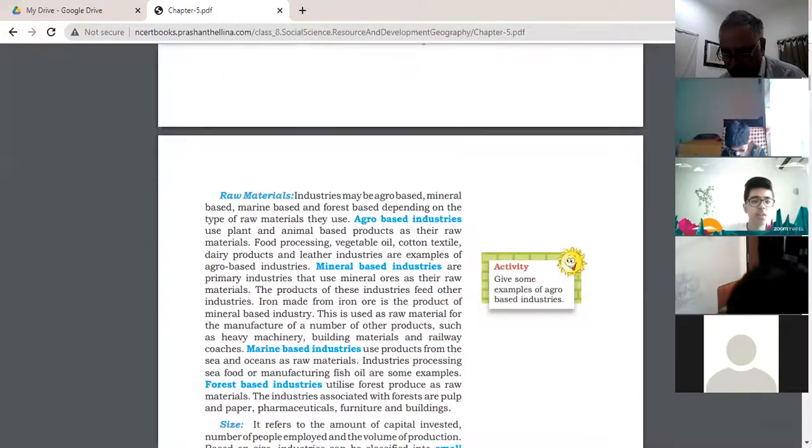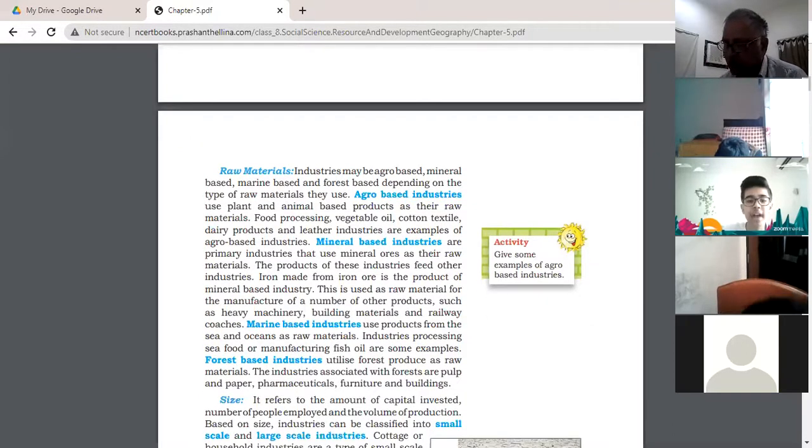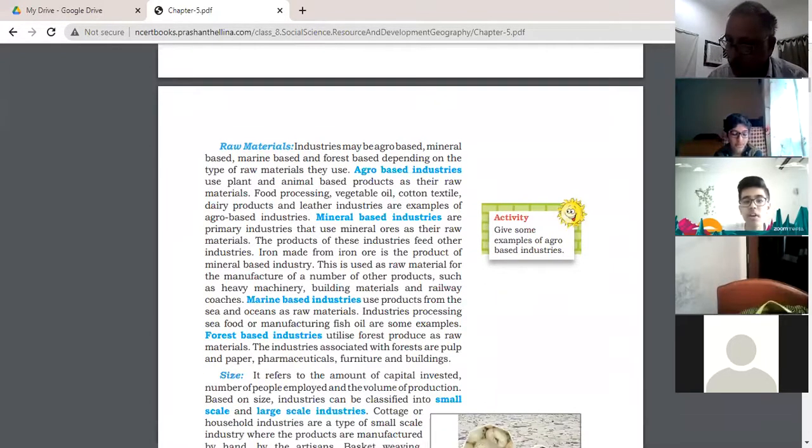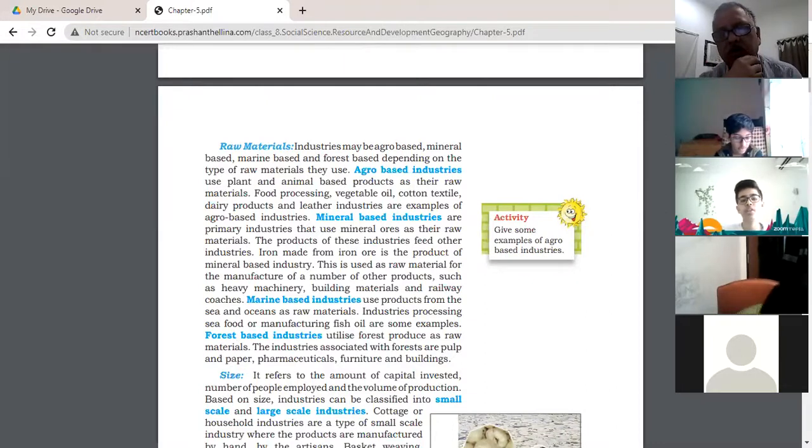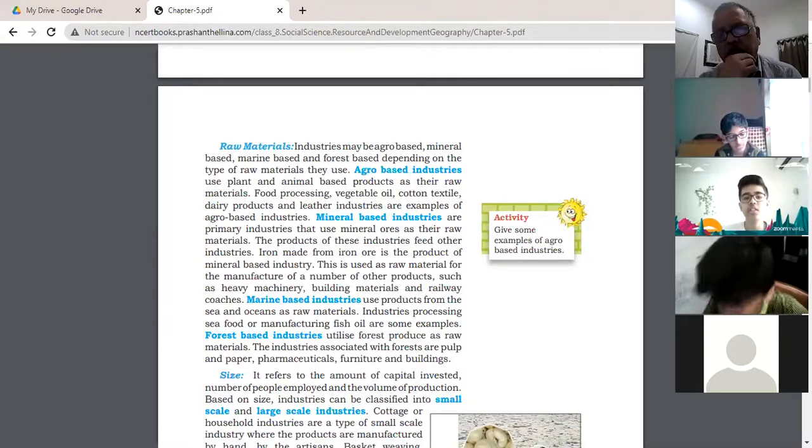So, raw materials. Raw materials means it is used directly from nature, like from minerals, from agriculture, from the sea, forest. So one type of raw materials is agro-based industry. Industries that produce from raw materials from plants and animals, like vegetable oil, cotton textiles, and dairy products.